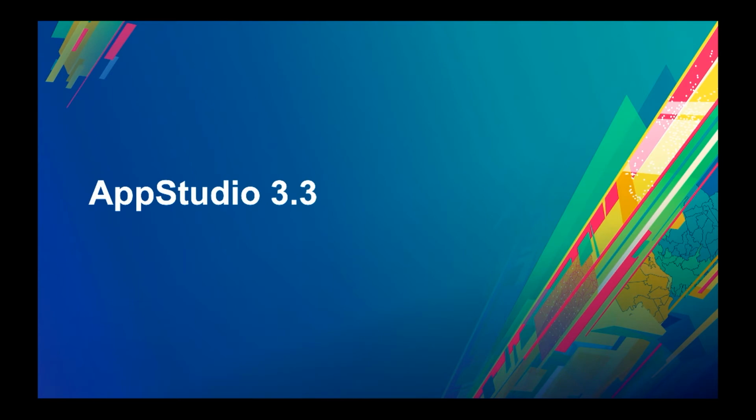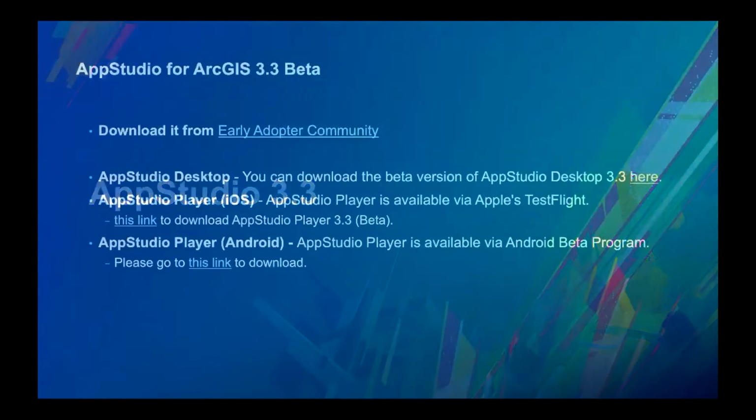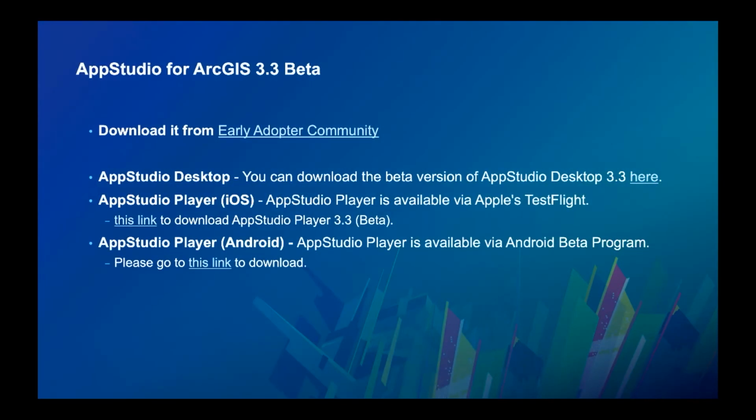All right. So just last week, we released the 3.3 beta. The current release version is 3.2. What is included in the 3.3? First of all, the 3.3 beta is available through our early adopter program. This slide will be shared, and you can click on the link. And also, there is a blog in AppStudio GeoNet that has the link and explains the rest of the functionality and releases that we have in the 3.3 beta.